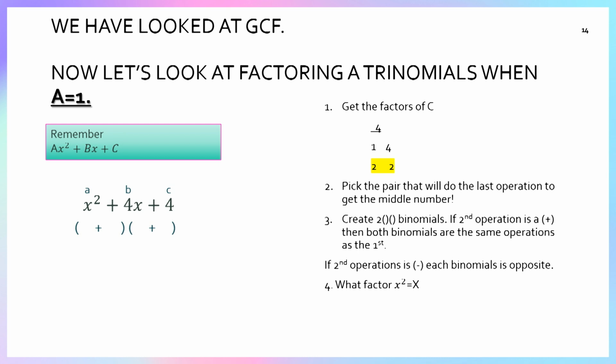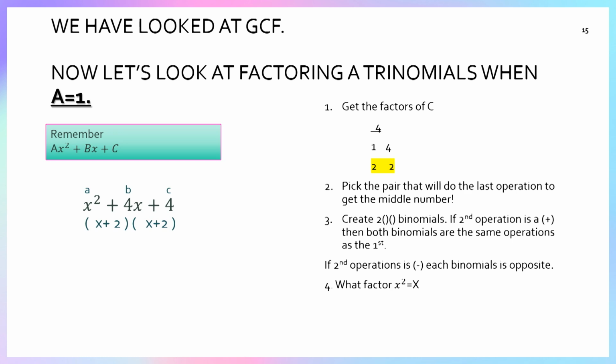Next, I've got to figure out the factors of x squared that will give me x squared. So what do I multiply together to get x squared? You're exactly right, x times x. And that is my 2 new binomials. I factored my trinomial and got my 2 binomials.